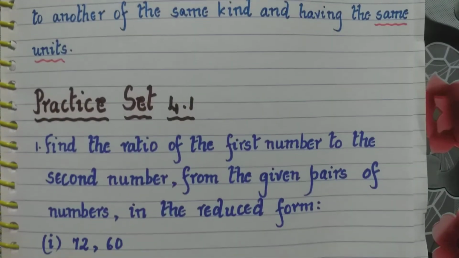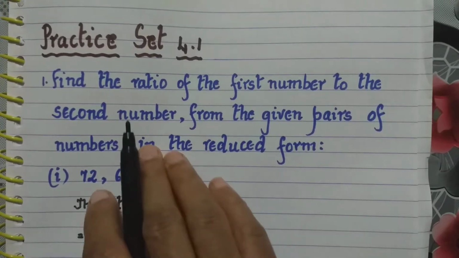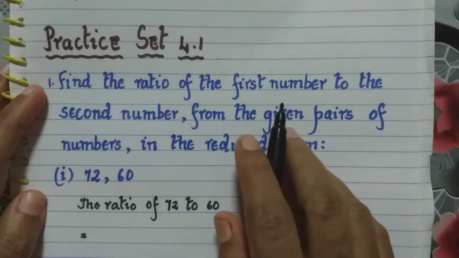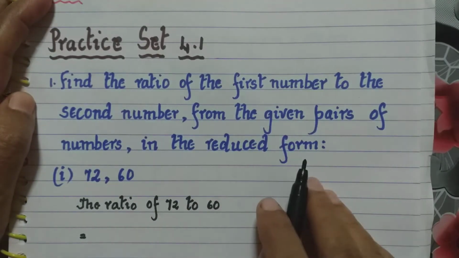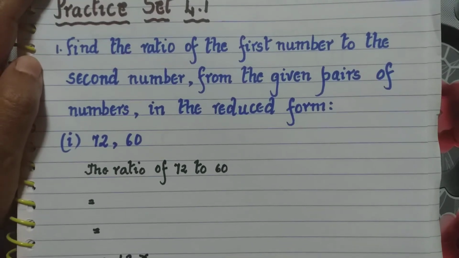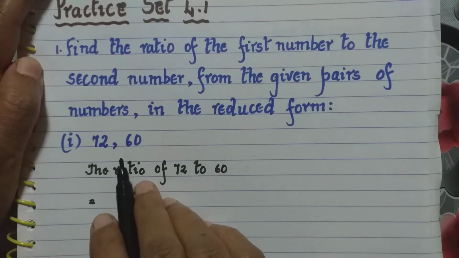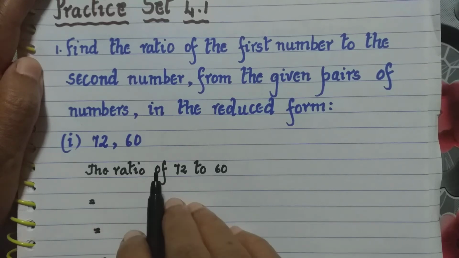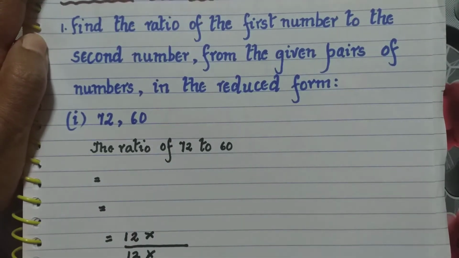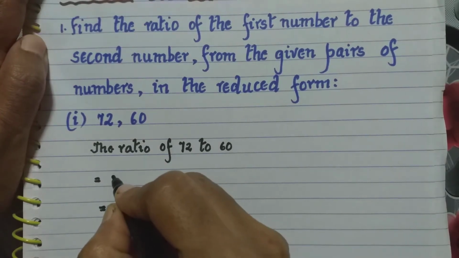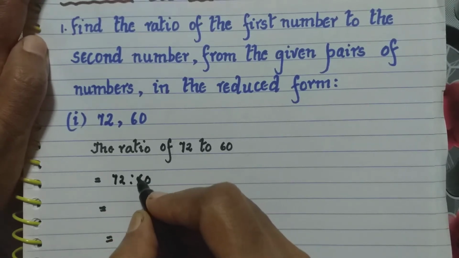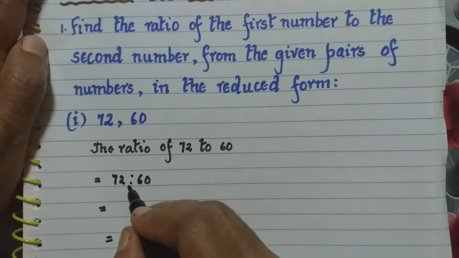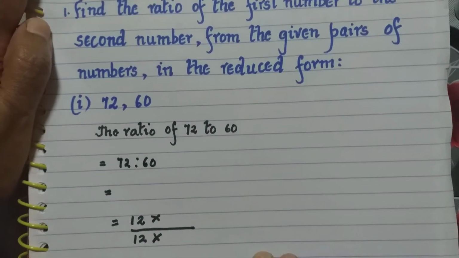Now we go to practice set 4.1. The first question: find the ratio of the first number to the second number from the given pairs of numbers in the reduced form. The first sub question: 72 and 60. Now, the ratio of 72 to 60 is written as 72 is to 60. The symbol with two dots is read as 'is to'. So 72 is to 60.